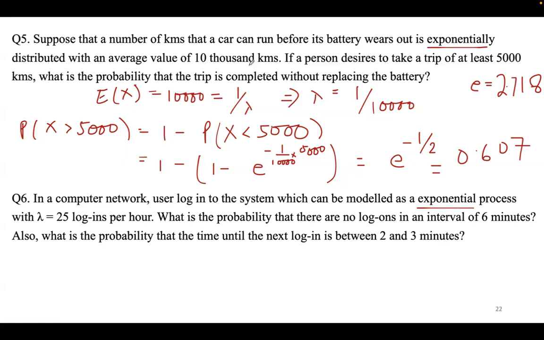The thing is, what you were asked here was 1,000 kilometers. So this is in kilometers, this is also kilometers. Next question. In a computer network, user login to the system, which can be modeled as an exponential process, has a lambda of 25 logins per hour. So we talked about this, lambda has units of 1 over x. So it's per hour. What's the probability that there are no logins in an interval of 6 minutes? Second part, what's the probability that the time until next login is between 2 and 3 minutes?